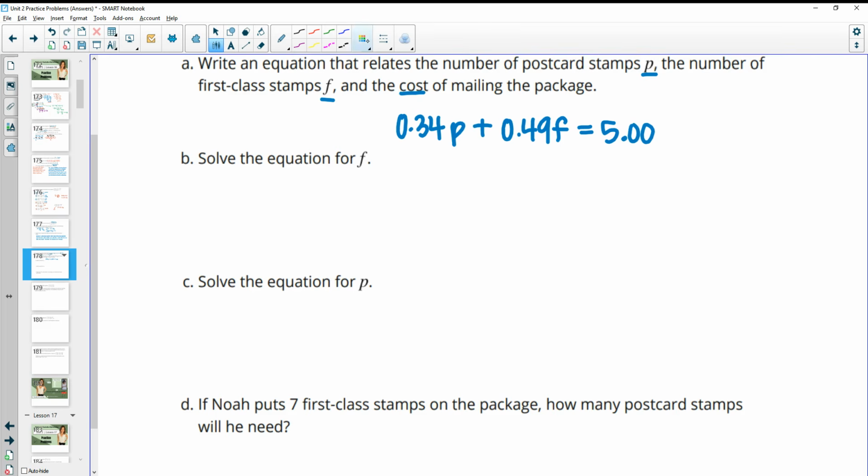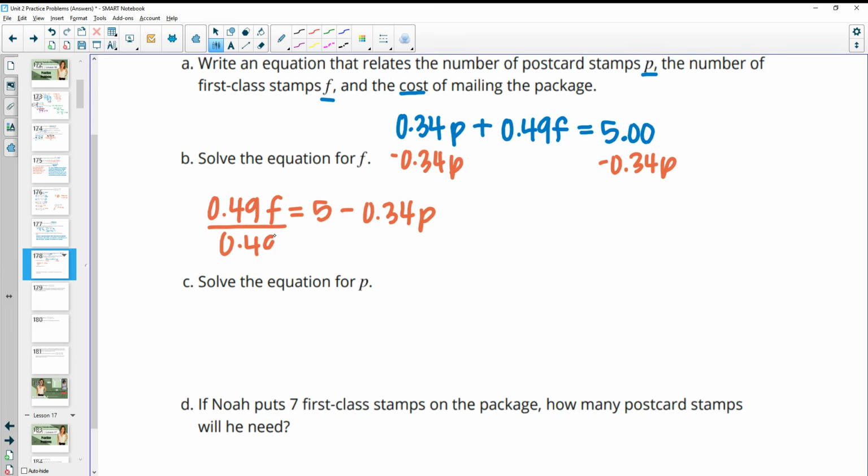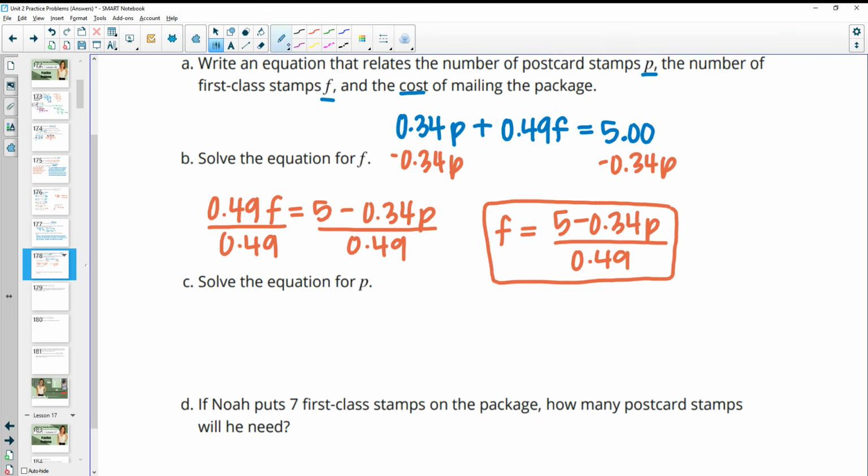So we would first subtract 0.34p from both sides. So we would be at 0.49f is equal to $5 minus 0.34p. Then we would divide both sides by the 49 cents, and we would get f equals 5 minus 0.34p divided by 0.49. So there would be our equation solved for f.